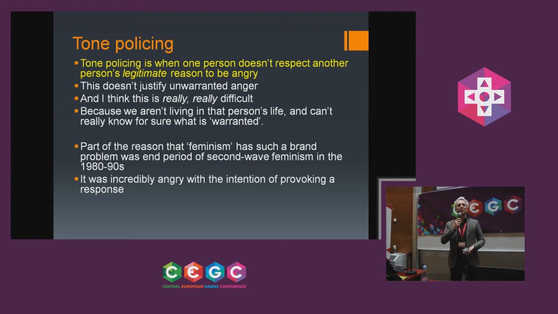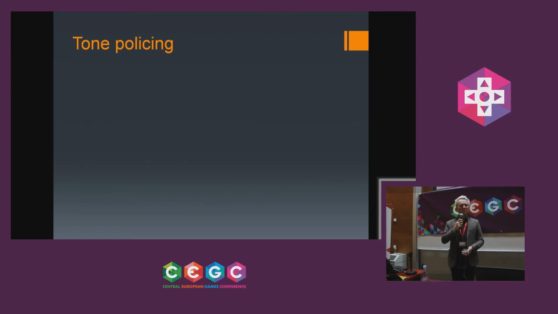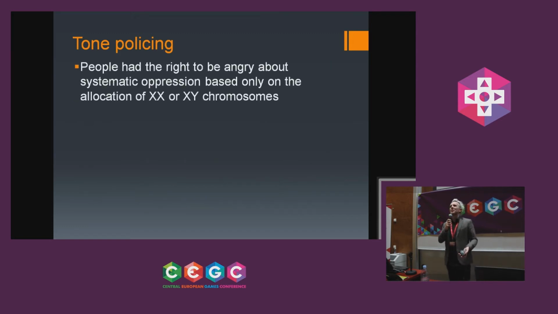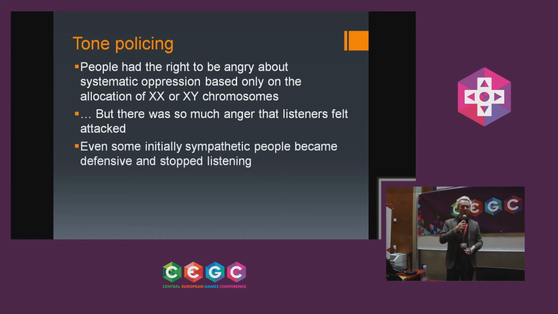We'd had first wave feminism, there was activity in women's rights and equality movements coming on really well. But it was stalling, and it seemed to just be slipping backwards. And there was a lot of anger in the feminist movement. You know what? Some of that was kind of fair enough. It really was. People had the right to be angry about systematic oppression based only on the allocation of XX and XY chromosomes. What a strange thing to hate people for and to lack respect for them. But there was so much anger that listeners felt attacked. They felt attacked when they were trying to help. Even some initially sympathetic people became defensive and stopped listening.